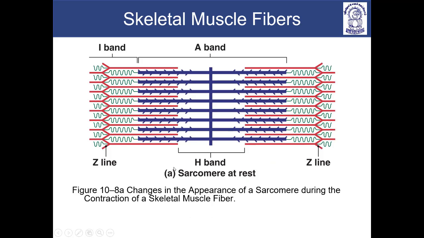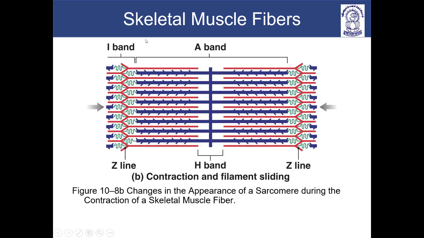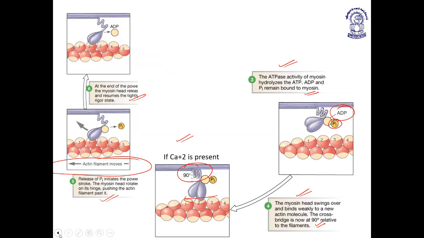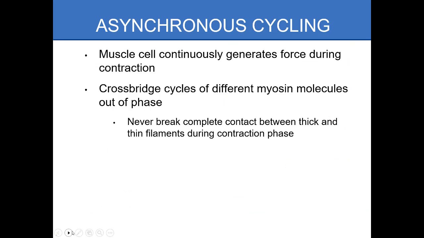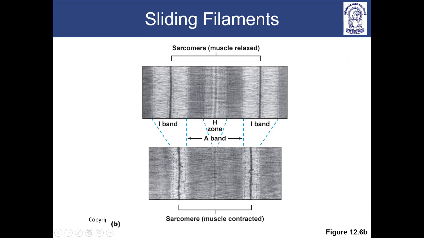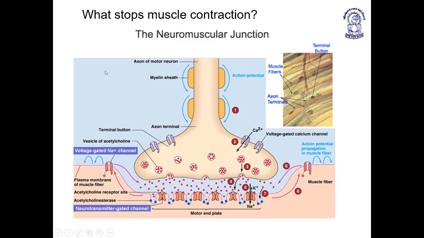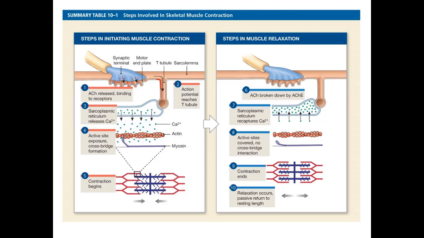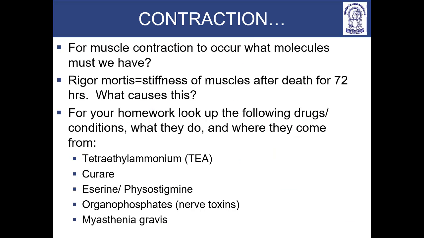You can see the sarcomere at rest, and in the contracted state. There is no change in the A band and Z line. There is a change in the H zone and I band. Sarcomere relaxed, contracted. I have already explained all these steps.